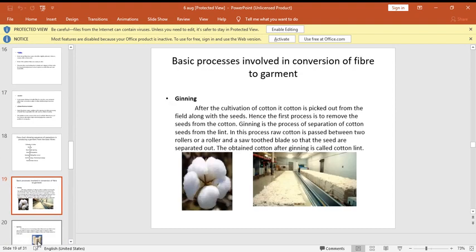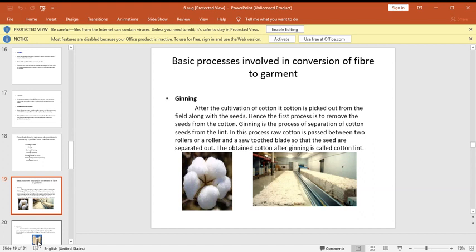So, the basic process involved in the conversion of a garment. Here I have shown the cotton ball and ginning, where they are going to separate the seeds. After separation of the seed, here is how the cotton is going to look. Here I have shown the two.